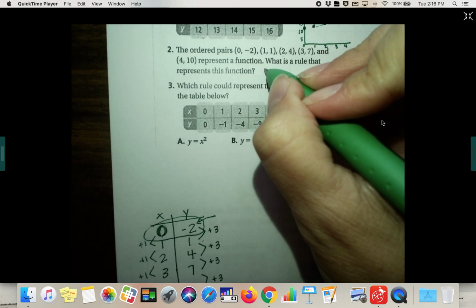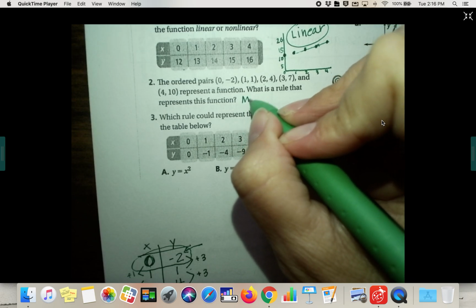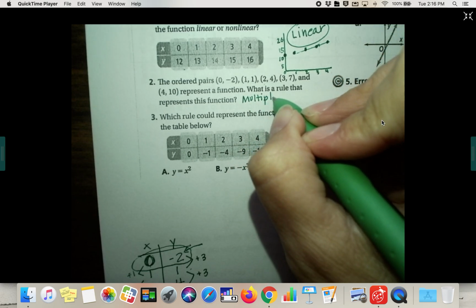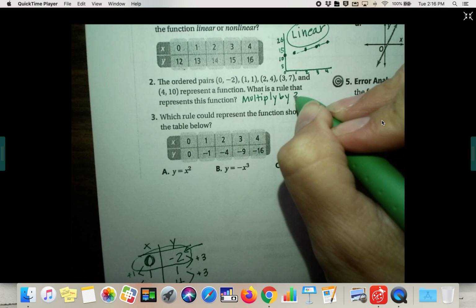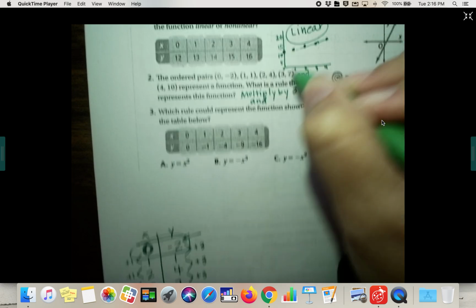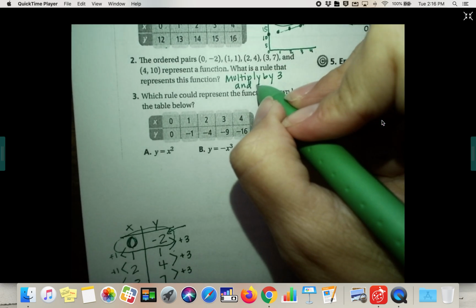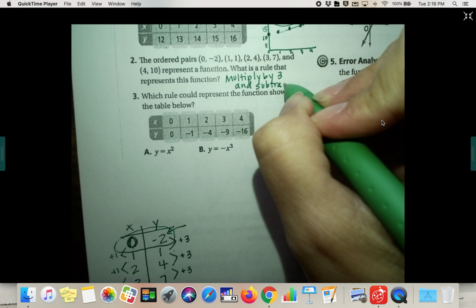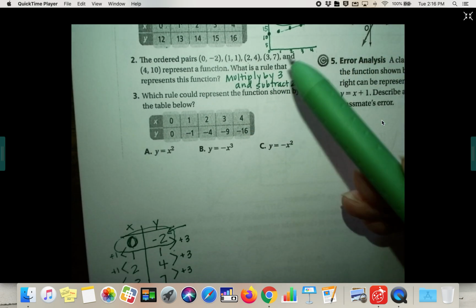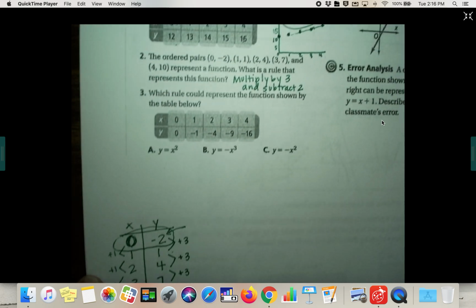So the rule is multiply by 3 and add, or sorry, not add, is it subtract? Subtract 2. We'll do a few more of these, but it's good for you to understand that early on. If you get that, this will work every time.